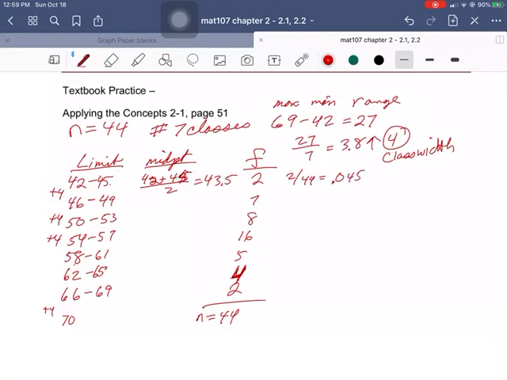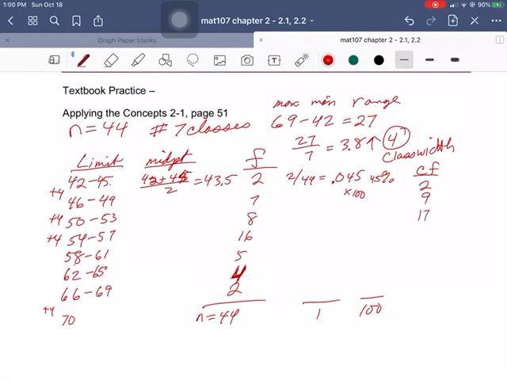Okay, and figured them out as decimals. The decimals are going to add up to a 1. The percents are going to add up to 100. Remember, if you multiply this by 100, this is 4.5%. So very few of them were that age. Okay, and then the cumulative frequency is 2.